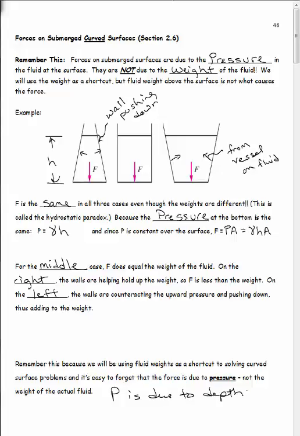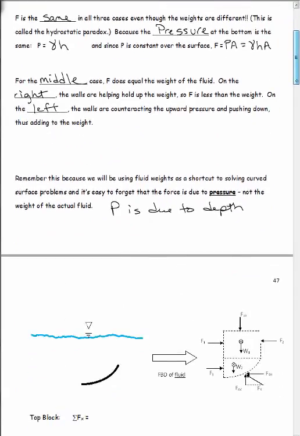Now, of course, the weight of the fluid comes into it because if you had a heavier fluid, you would have a bigger F than if you have a lighter fluid. In all three cases, though, they would be the same.